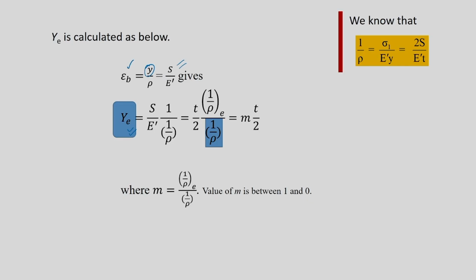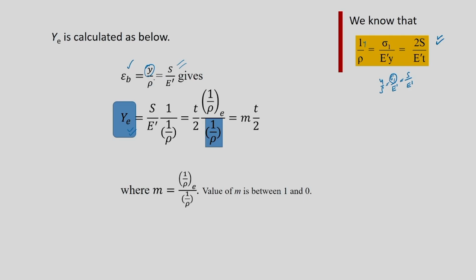So your y by rho, this equation is already known to us, isn't it? On the right hand side I have y by rho, suppose y is here, y by rho is sigma 1 by E. So y by rho is sigma 1 divided by E. Sigma 1 is nothing but S, with E dash in our case, so S by E dash. So we can directly write this equation, y by rho is equal to S by E dash, which is going to give you YE, which is nothing but S by E dash into 1 by (1 by rho).